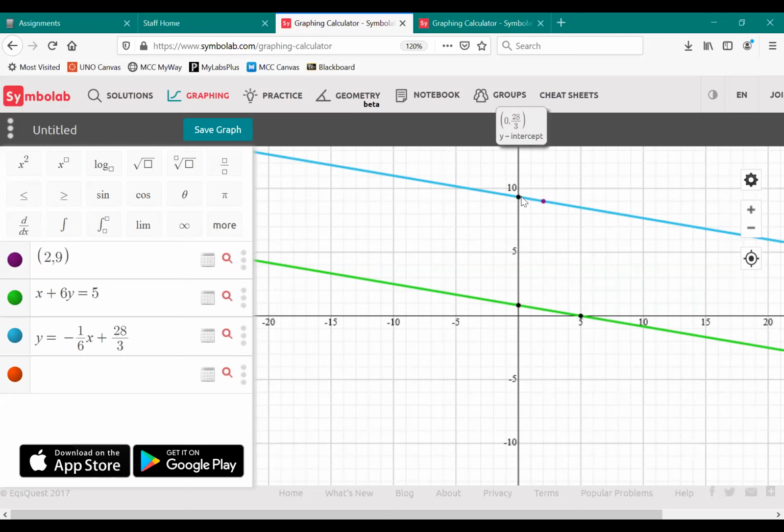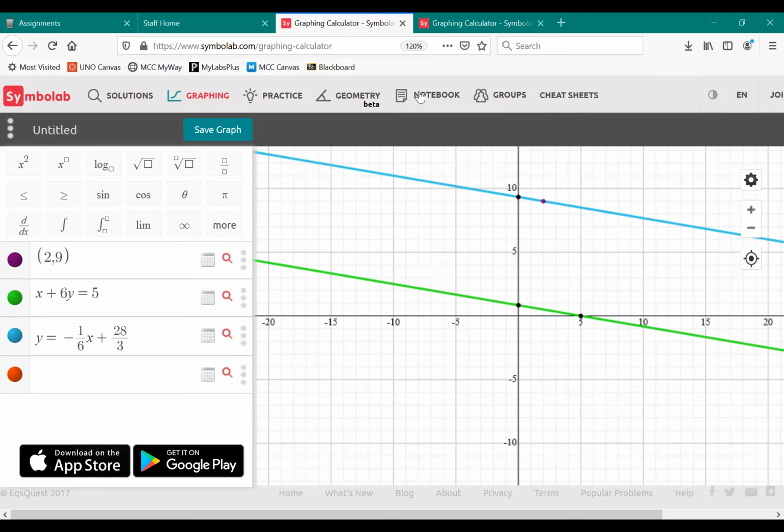Okay, so remember we thought it was between 9 and 10. We were right, but we couldn't really tell what that fraction was just by looking at the graph. So that's why we needed the equation, and we got 28 thirds for the y-intercept. Okay, so what you're looking at again is two lines that are parallel. Our line is passing through this point 2, 9 and is parallel to the original line.